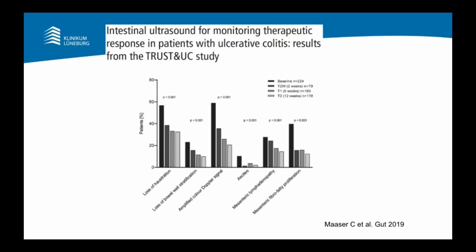We also looked at different other parameters: loss of haustration, loss of bowel wall stratification, ascites, mesenteric lymphadenopathy, and mesenteric fibrofatty proliferation. You can see all parameters significantly decreased in response to therapy, but again, the most pronounced change was bowel wall thickness, already significant at week 2.